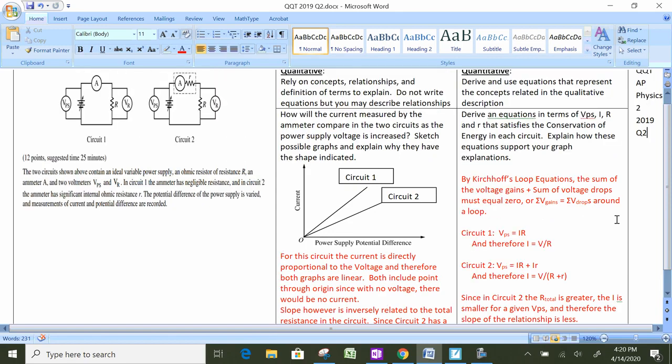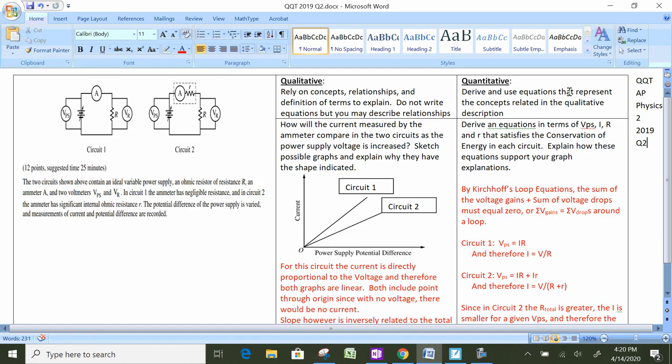And in some ways, you might actually think you would do this first and come over and do this, but that's the way they asked the question that particular year. So now they want you to derive equations that will support your answer for the first part. And so we're going to use Kirchhoff's loop equation. It's exactly how we did it when we did our internal resistance lab. And you don't have to know the name of this. You don't have to say Ohm's law, but that's what I did.